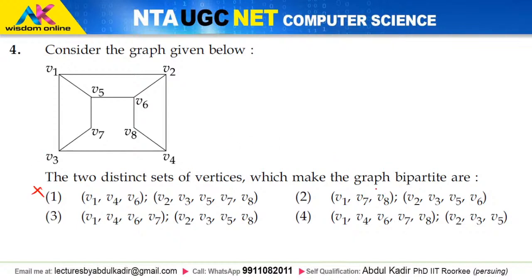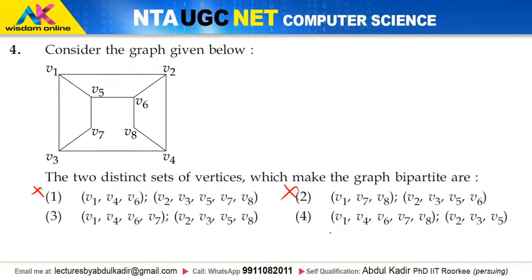Let's see option 2. In option 2 he is saying that you have a total of 7 vertices, but a total of 8 vertices are there: v1, v2, v3, v4, v5, v6, v7, v8. So you can see this option 2 is also not correct, because the total number of vertices should be 8, but in option 2 the total number of vertices is 7. So that's why this option 2 is not correct.